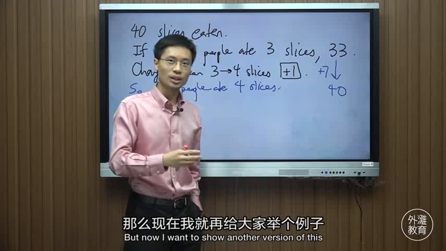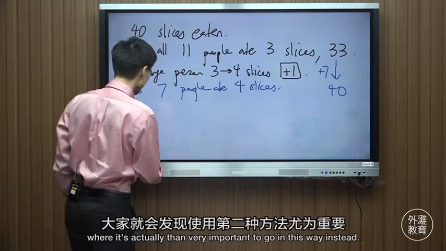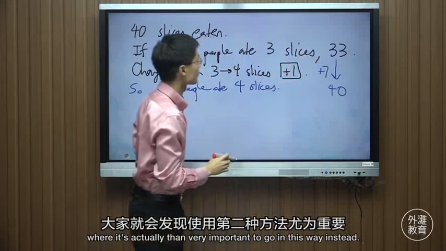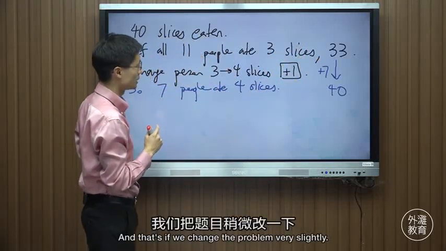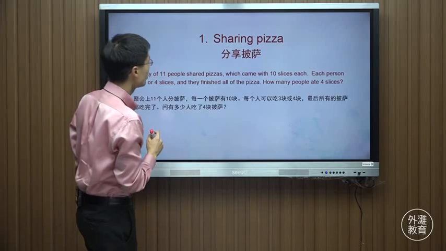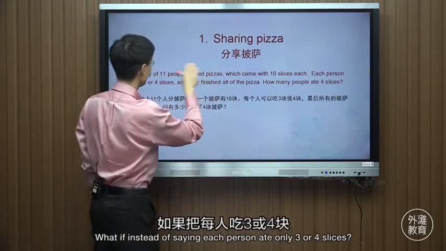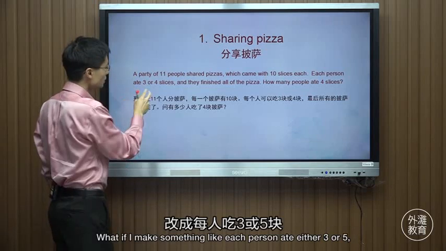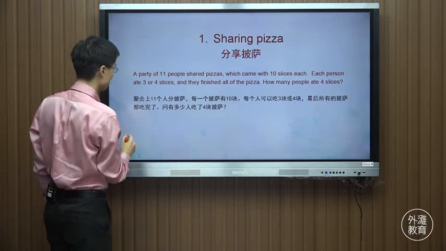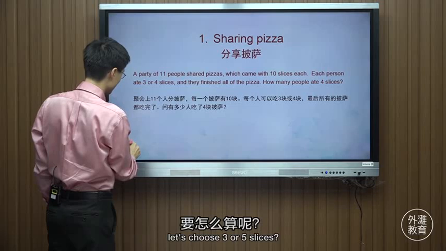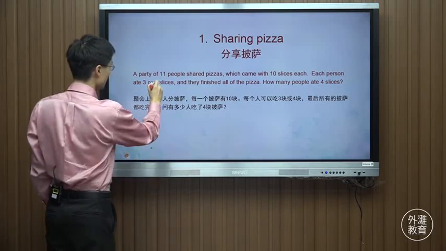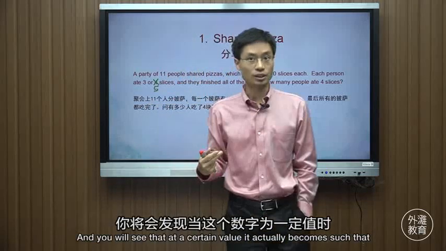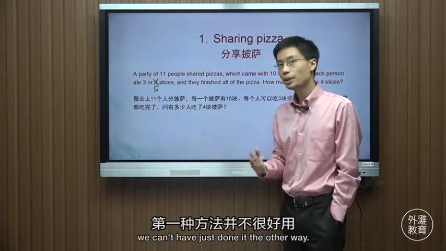But now I want to show another version of this, where it's actually very important to go in this way instead. And that's if we change the problem very slightly. What if instead of saying that each person ate only 3 or 4 slices, we make it something like each person ate either 3 or 5 slices? Let's choose 3 or 5 slices. We're going to start changing this number. And you will see that at a certain value, it becomes such that we can't have just done it the other way.